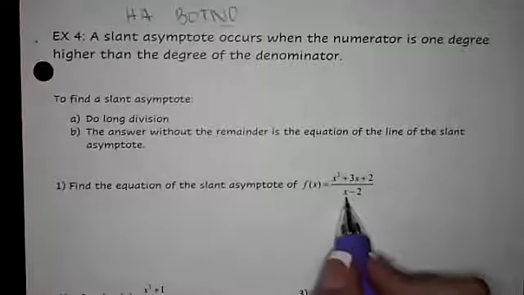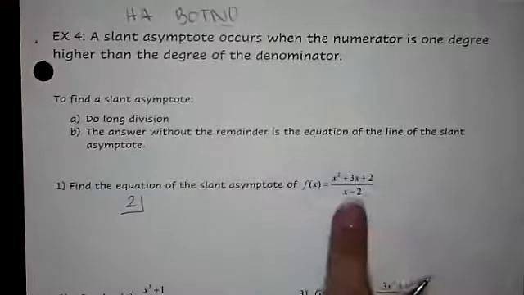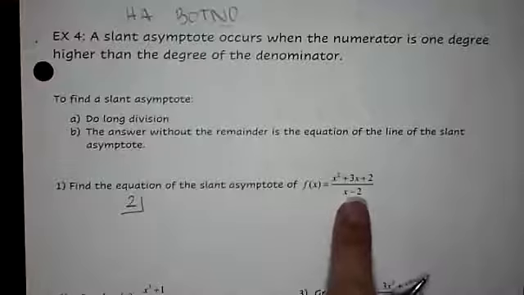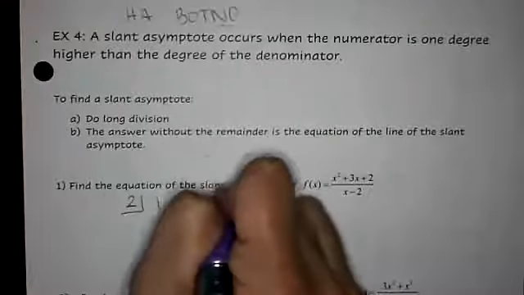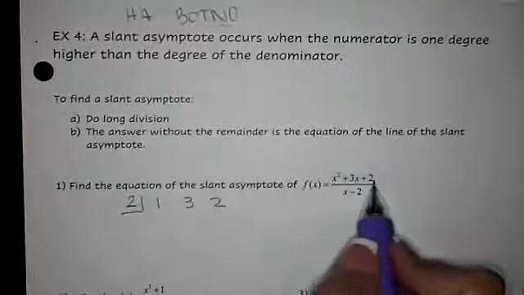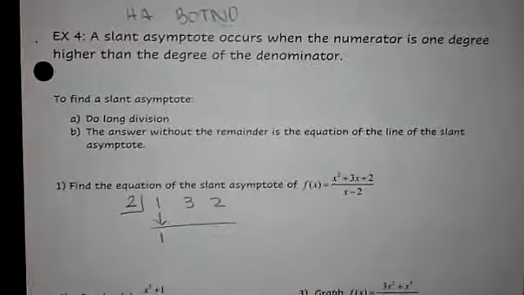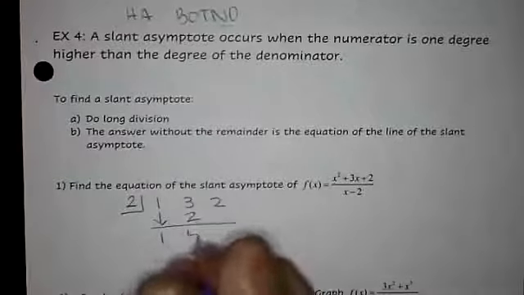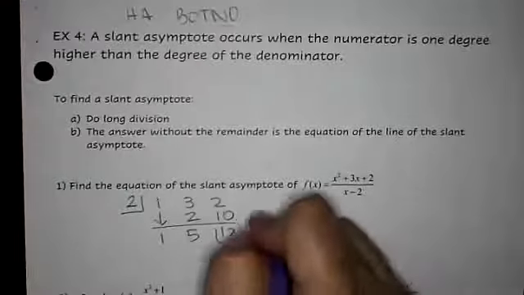In this case, I'm dividing by a linear factor, so I can use the synthetic. 2 would be my root there, since x minus 2 is what makes that 0. So 2 is the one that goes in the top. Then I use my coefficients, 1, 3, and 2. x squared, x, and constant. That's what these coefficients are. I drop the 1, I multiply, add, multiply, add. This last number is my remainder.